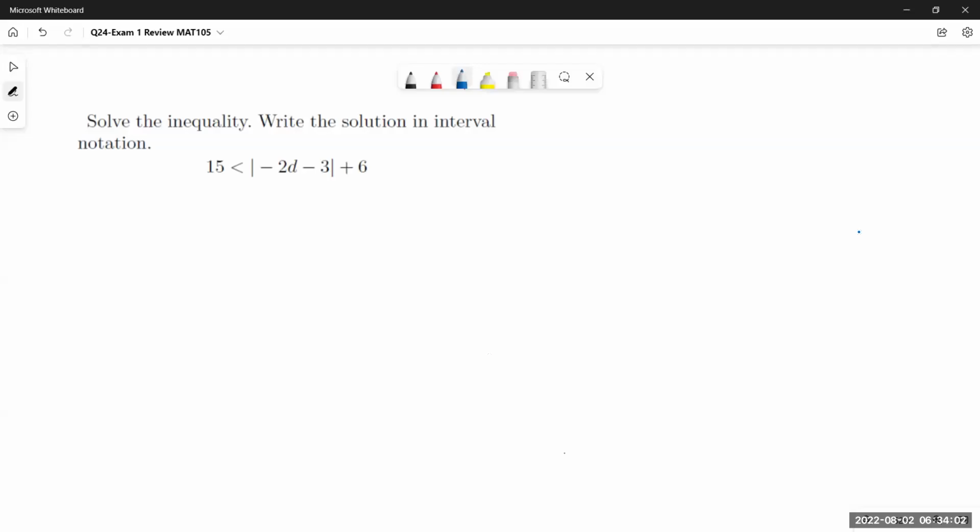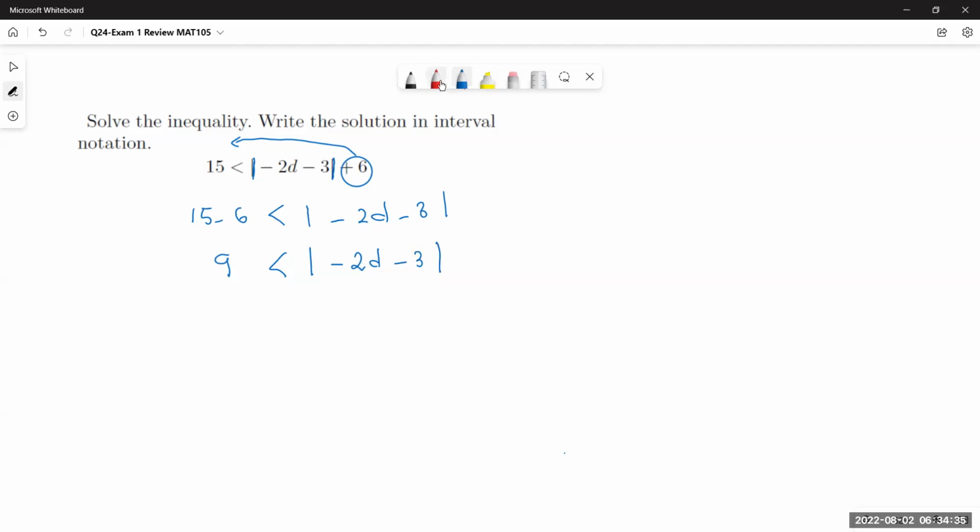Okay, so solving inequality involving absolute values. As you can see here, there's an absolute value. The best way to do it is to isolate the absolute value first. So I'm going to move the 6 to this side. It became -6. So 15 minus 6 should be less than the absolute value of -2d minus 3. All right, this will give me 9 less than the absolute value of -2d minus 3.